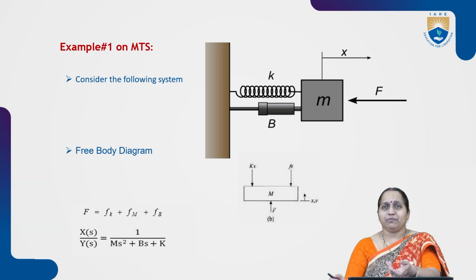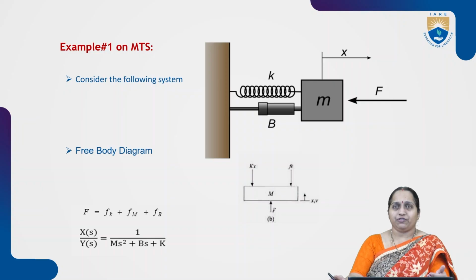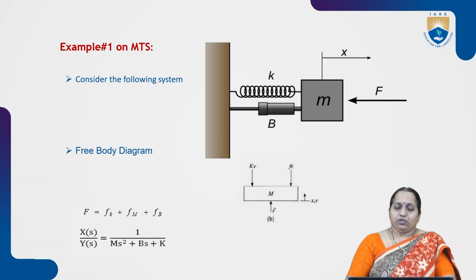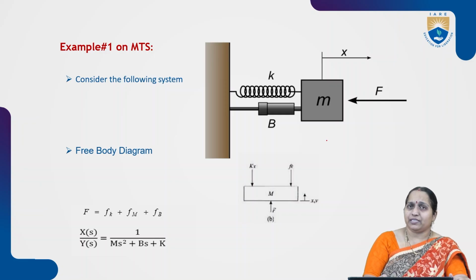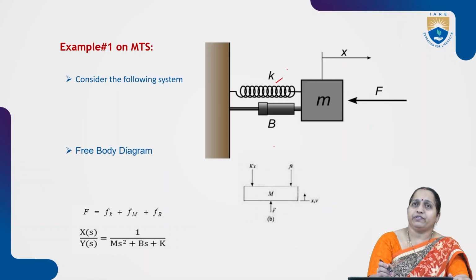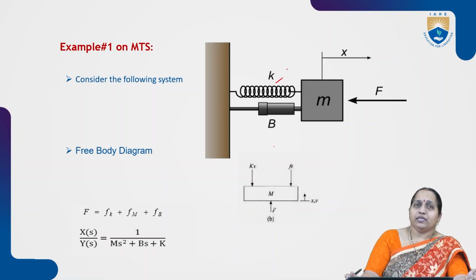A simple mechanical system, that is a translational mechanical system. For this system, I will let you know how to find the transfer function. So what are the three elements present in the system? We have a mass element, we have a dashpot denoted by B, and we also have a spring.